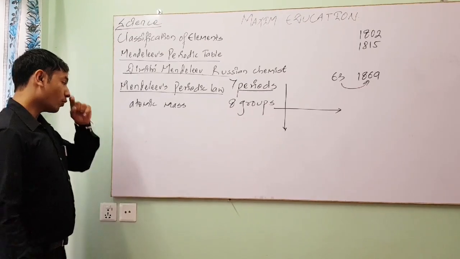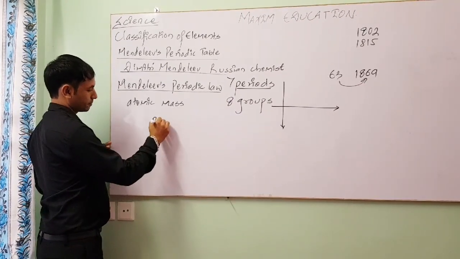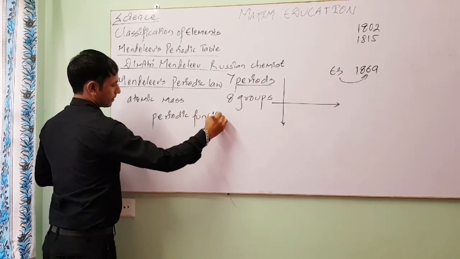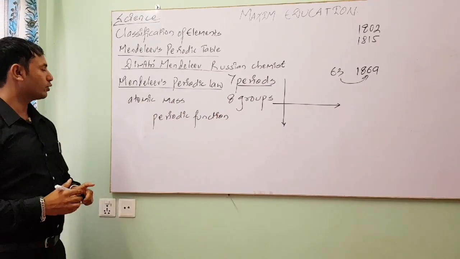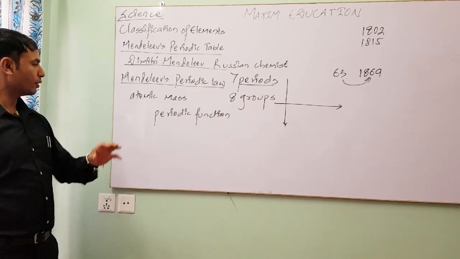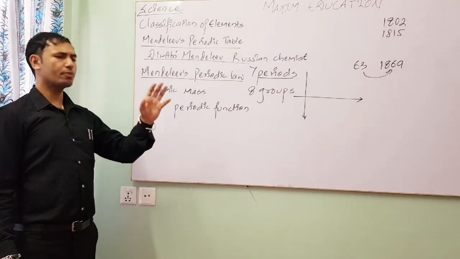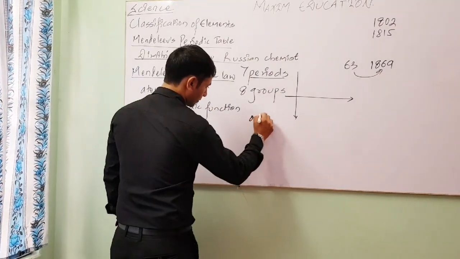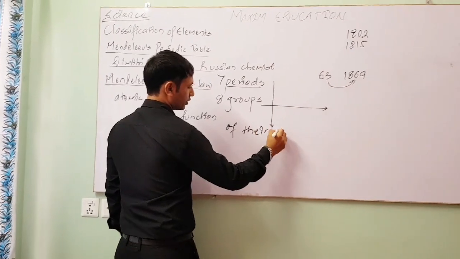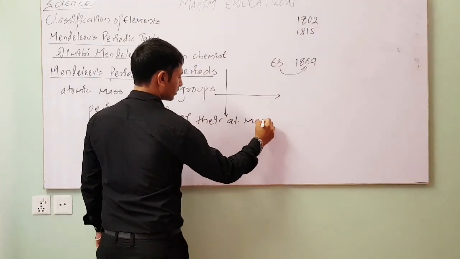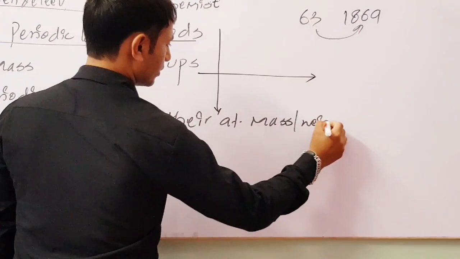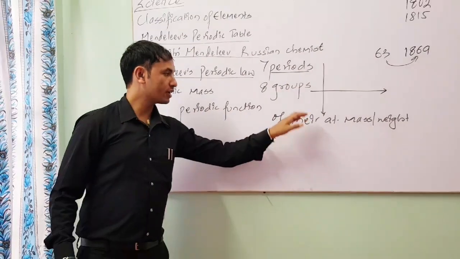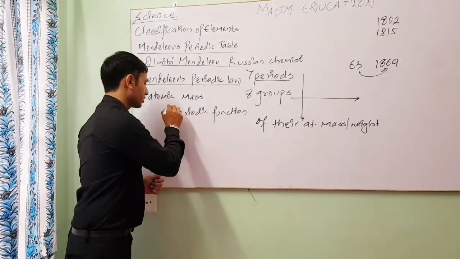Here there is a word, periodic function. Let me remind you of Mendeleev's periodic law: the physical and chemical properties of the elements are the periodic function of their atomic mass. Somewhere we find weight also, it is all okay, you can write weight over there. What does this periodic function mean?